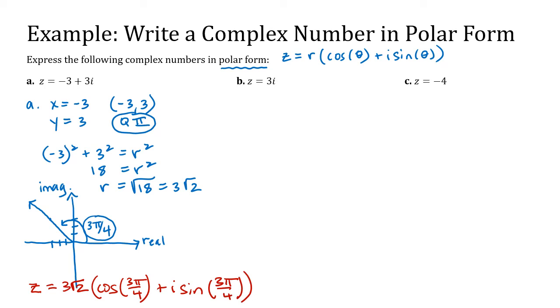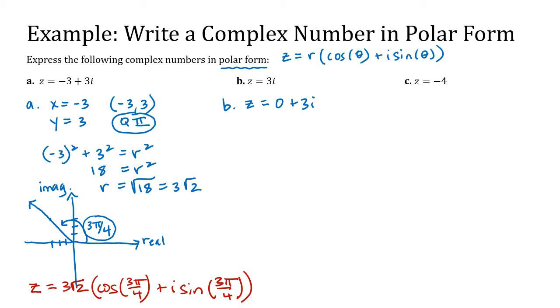All right, part B. So z equals 3i. You'll notice that there's only one term on this. z equals 3i is equivalent to z equals 0 plus 3i. In other words, the i is the imaginary part. Because they didn't write the first term, that means that the real part must be 0.